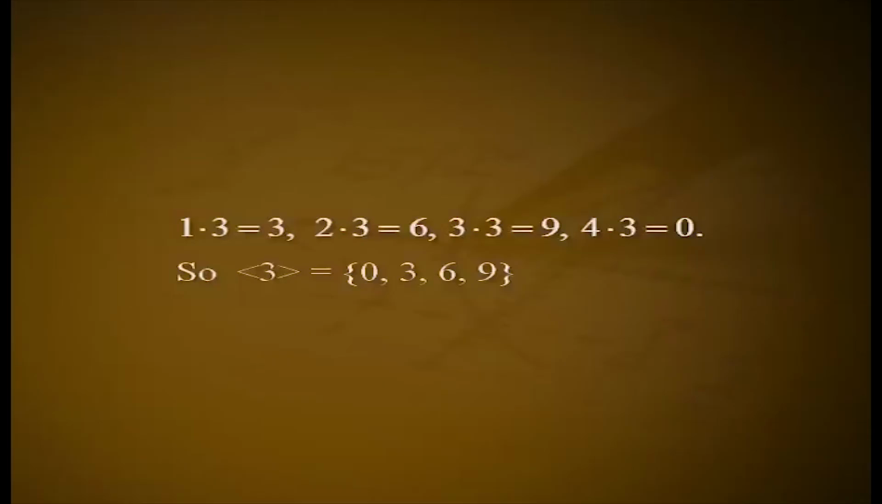1 into 3 is equal to 3, 2 into 3 is equal to 6, 3 into 3 is equal to 9, 4 into 3 is equal to 0. So, the subgroup generated by 3 is equal to the set consisting of 0, 3, 6, 9.